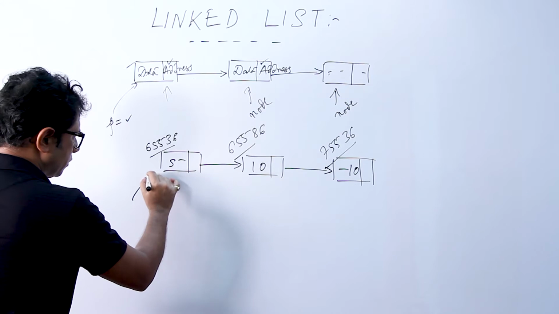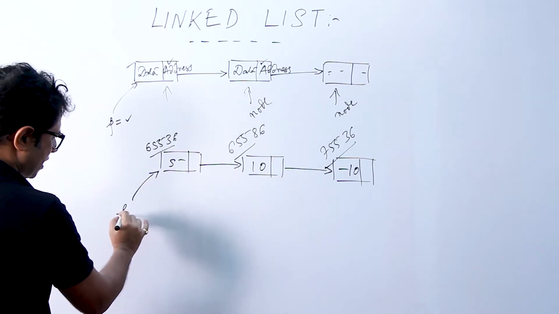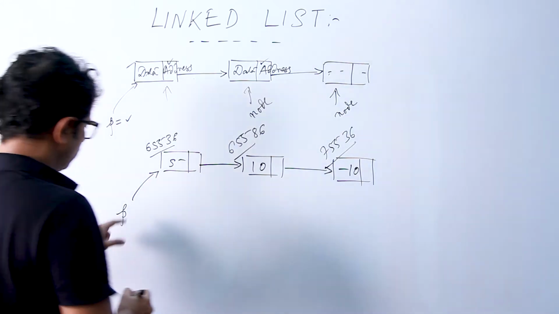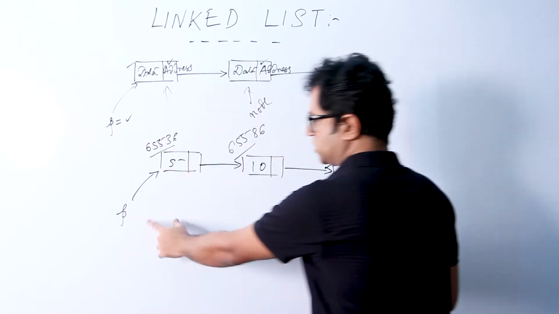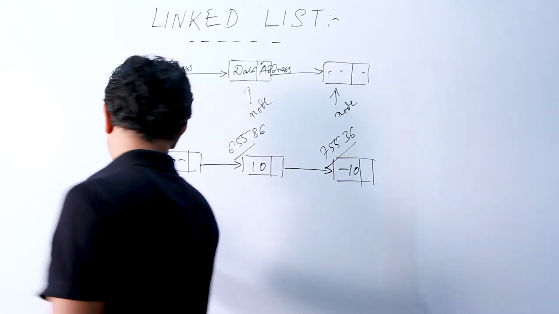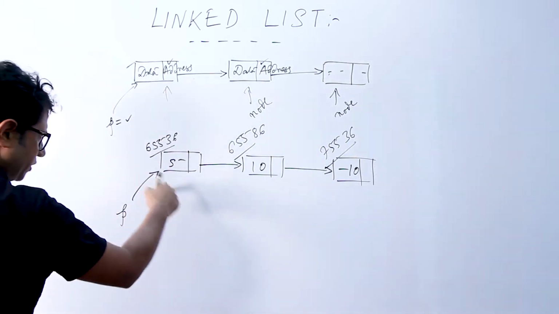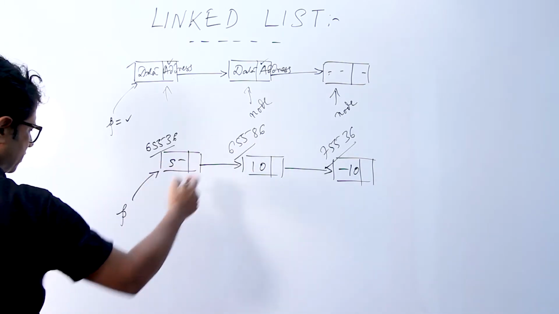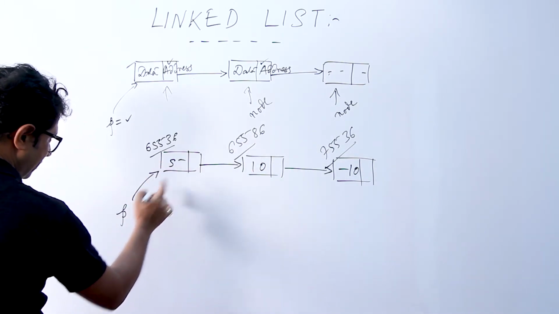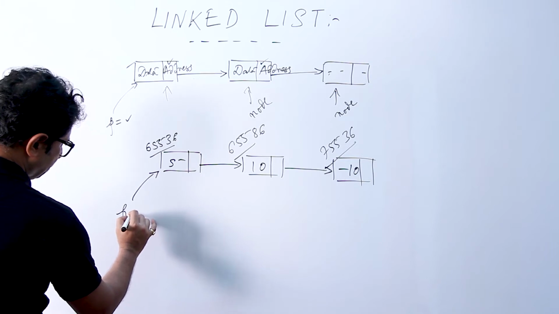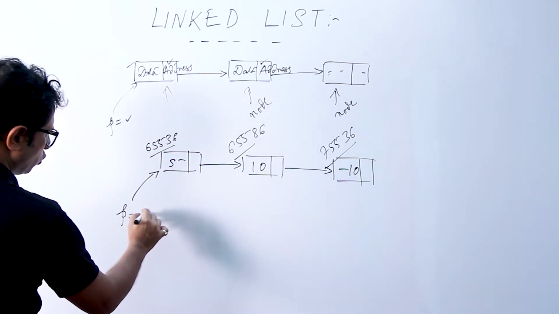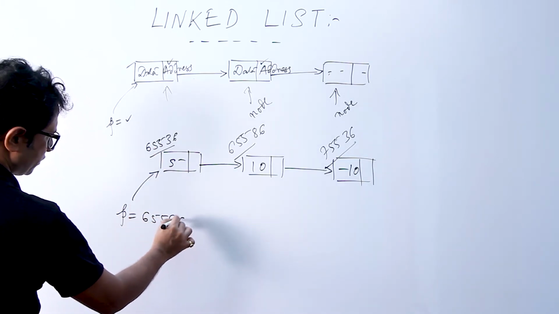There will be a list pointer, which I will always call P, which will hold the base address, that is, the address of the first node in this entire sequence used here in this singly linked list. So P is equal to 65536.